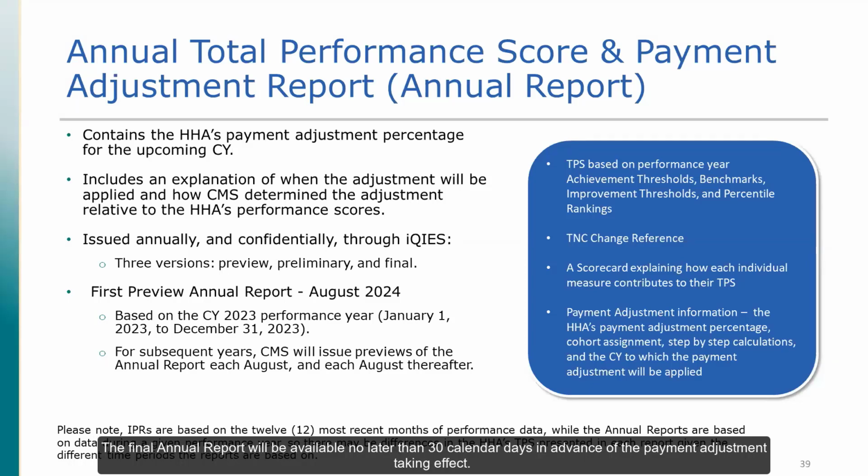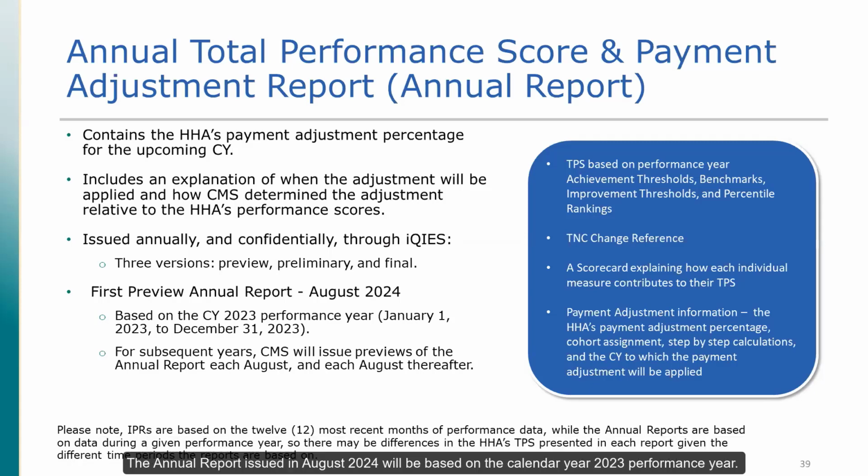The final annual report will be available no later than 30 calendar days in advance of the payment adjustment taking effect. The annual report issued in August 2024 will be based on the calendar year 2023 performance year. For subsequent years, CMS will issue previews of the annual report each August thereafter.